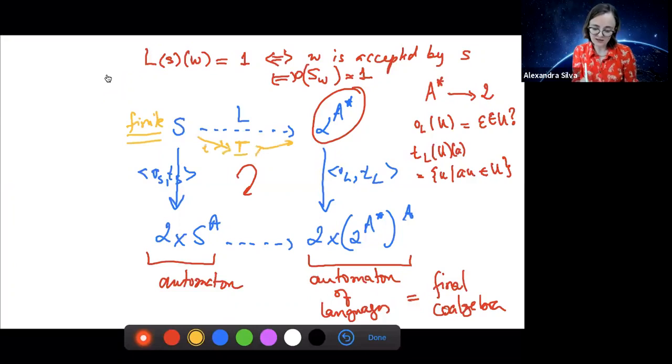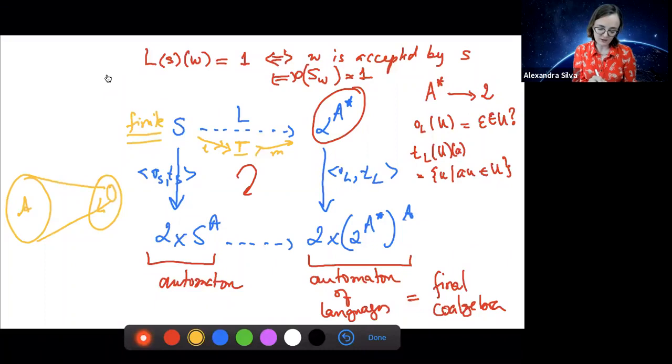This is sometimes called an epi-mono factorization. So you have the class of all automata with a finite state space. So you have all the automata here, and you have all the languages here. And you basically just look at the image of this map L inside the set of all languages. And you can show that everything in the image here is a regular language. So basically this I here is the set of regular languages. And that requires a little proof, but it's not very hard.